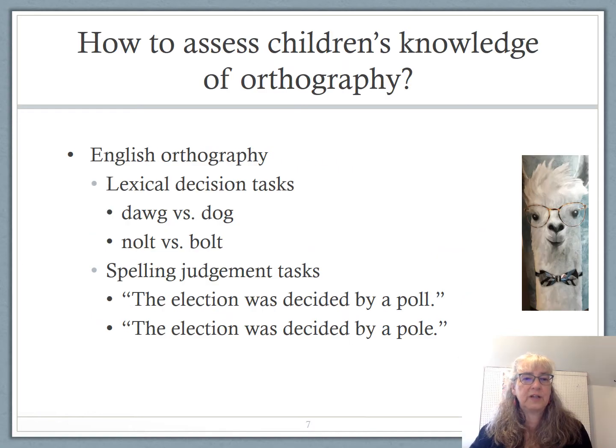In studying English orthography, researchers have used lexical decision tasks and spelling judgment tasks to assess people's knowledge of orthographic information. In particular, consider the letter string D-A-W-G. Although that sounds like a word when you sound it out, it's not a familiar English word. And so we use that insight to develop a measure of orthographic processing in mathematics.